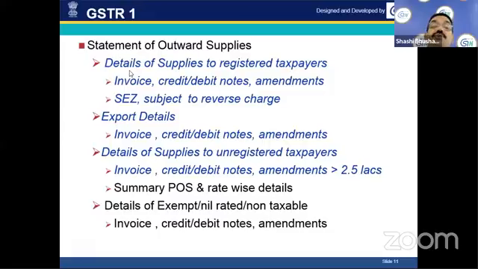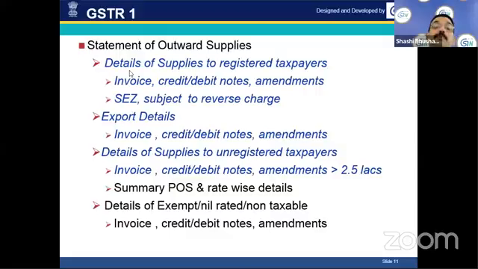his supplies both to registered taxpayers, unregistered taxpayers, export and exempt supplies. Since the credit verification is taking place through the system, all the supplies to registered taxpayers have to be reported at the invoice level, and invoices, credit notes and amendments at the invoice level have to be declared in the GSTR 1. And also there are flags for SEZ and subject to reverse charge.